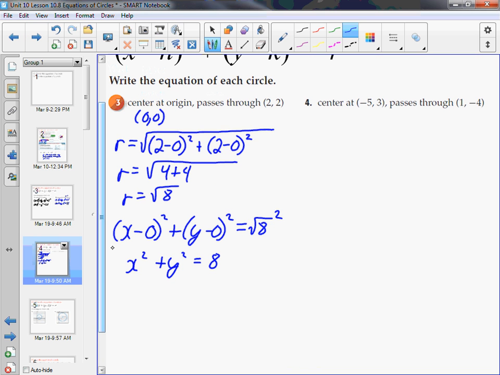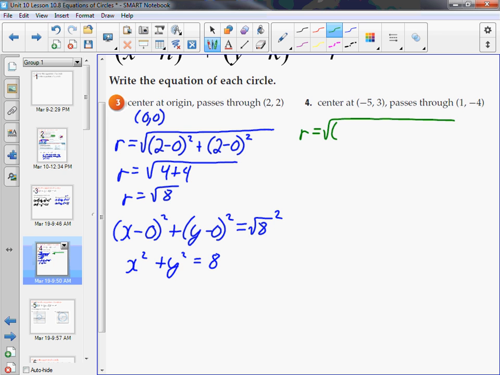All right, you ready for number 4? Do this thing. All right. We know the center, so we don't have to figure that out, but we don't know the radius. How are we going to figure out the radius? Same way we just did with the distance formula. The radius is the distance from the center to a point on the circle.